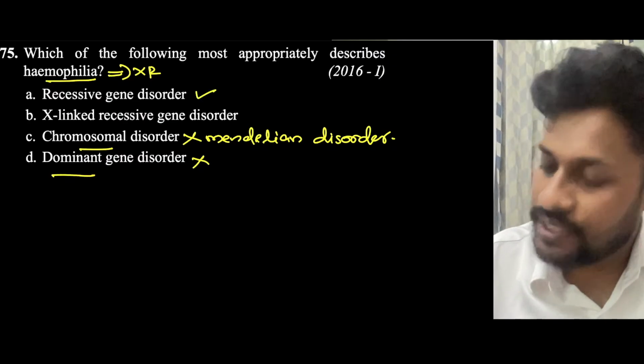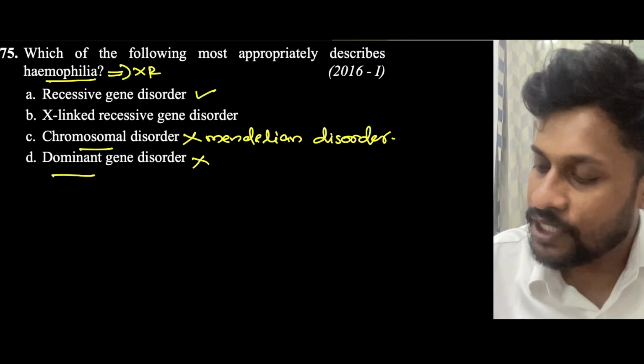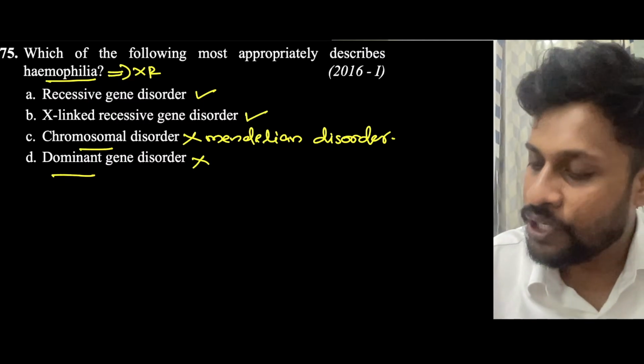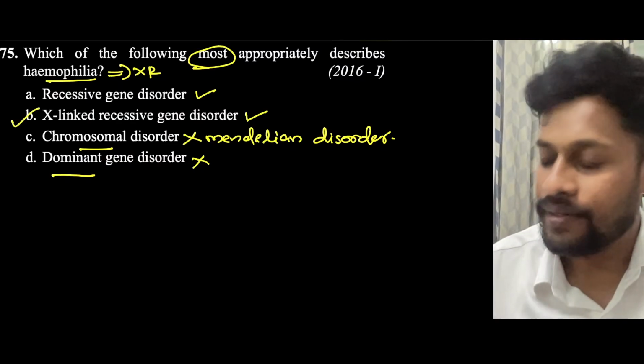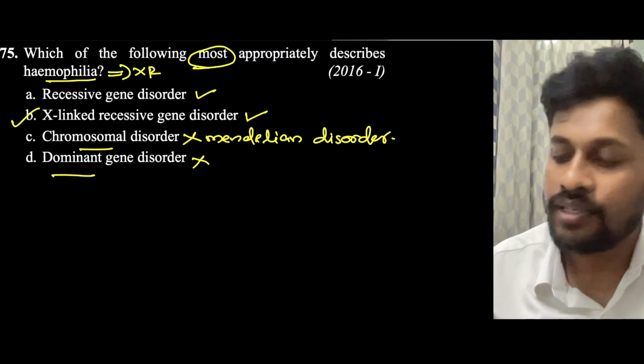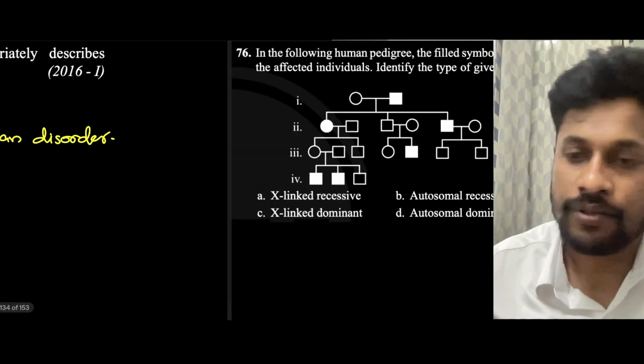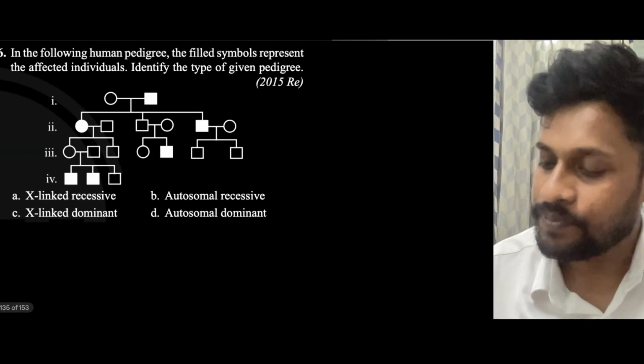Recessive gene disorder is correct. X-linked recessive gene disorder is also correct. But here we have to go with the most appropriate, which is B. Hence, we are going with option B, right? Very good. Now let's go to the next.